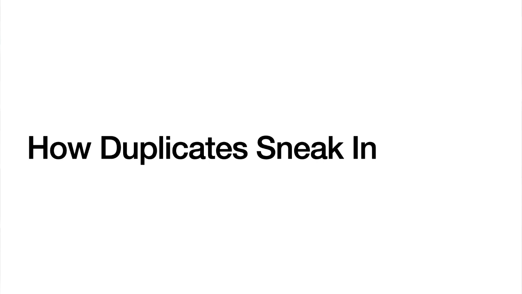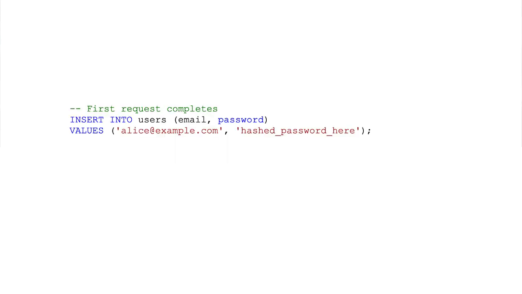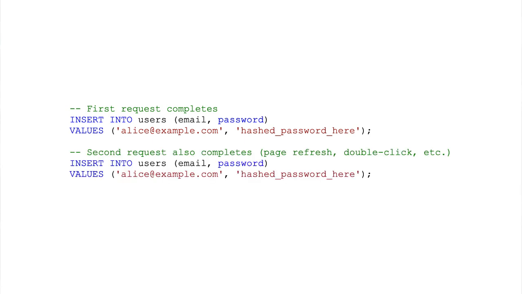So let's look at how this happens. You have a simple user table and a registration code that inserts the user's email and password into the database. And this works fine, but what happens if someone fills out the registration form twice? It's really common for people to double-click a submit button in forms all the time. Now you have 2 accounts with the same email address.